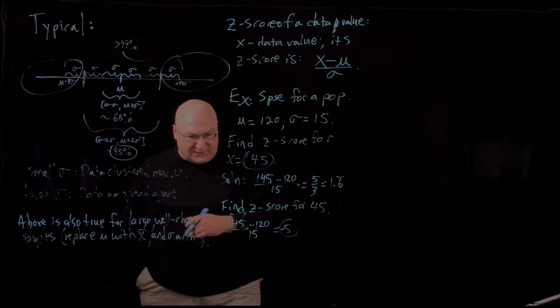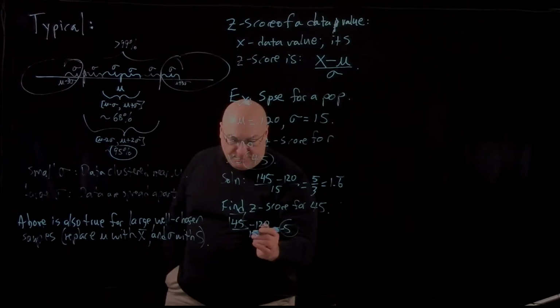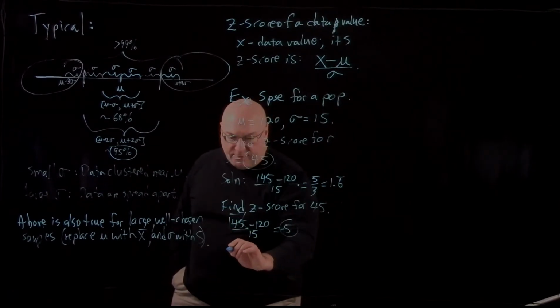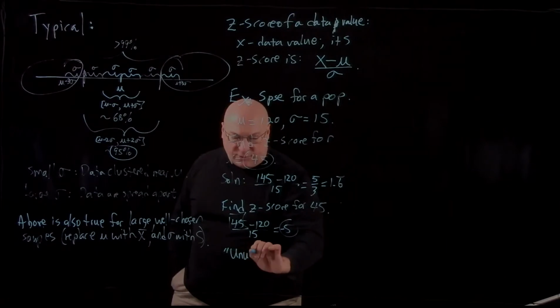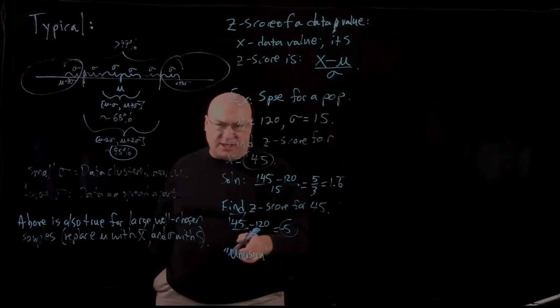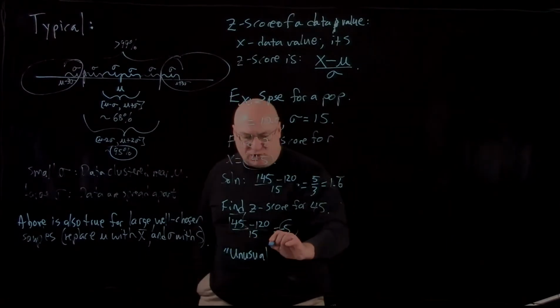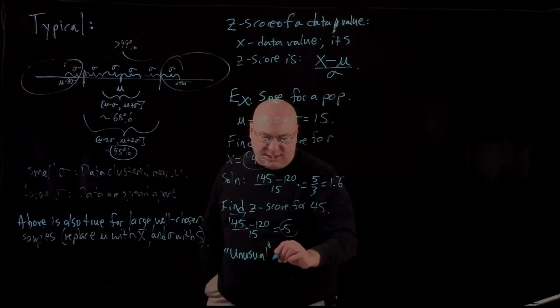So the z-score would be, well, I just basically told you, I'm going to put this in quotes because later on we will more formally define what we mean by unusual, and it won't be exactly this definition, but this is a common definition that is used.